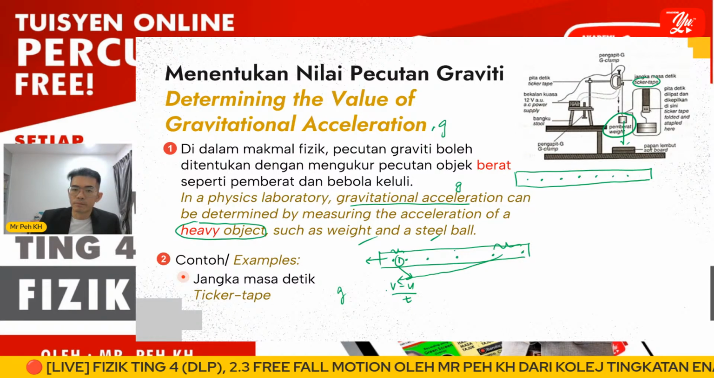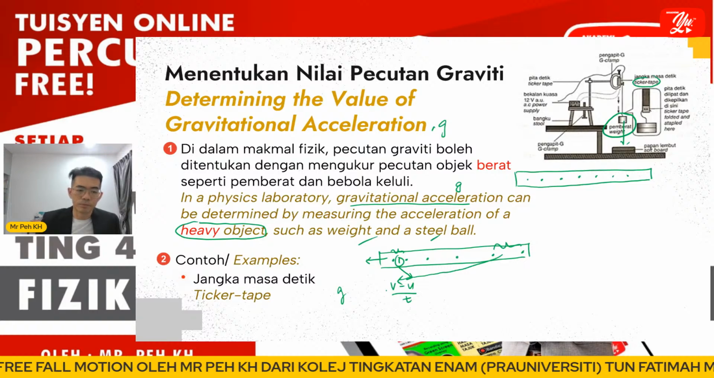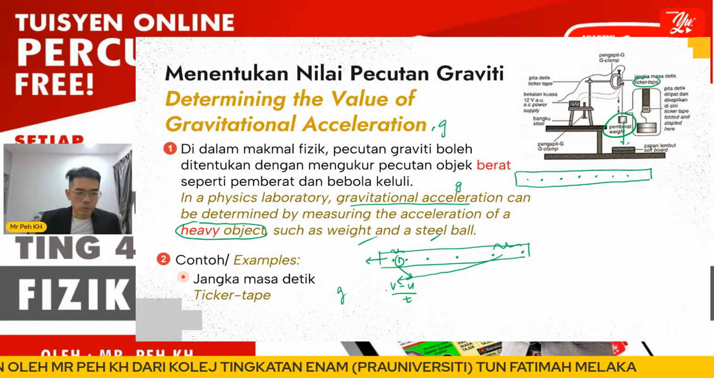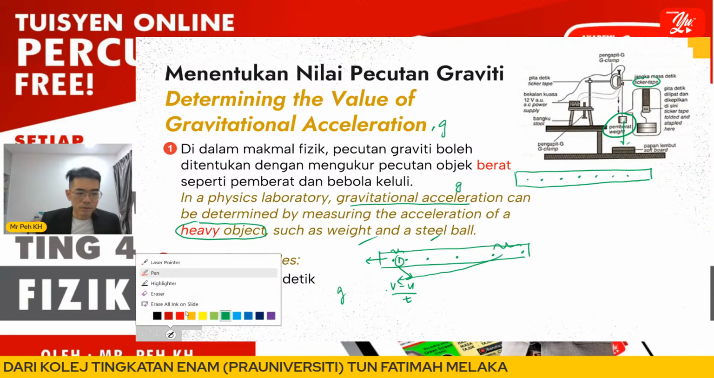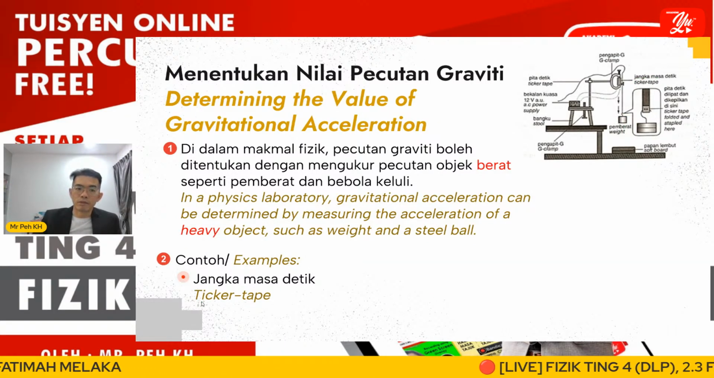Then you can multiply with 0.02. Okay, so you can get the answer already. However, we are going to use the second method. We are going to use a second method to determine the gravitational acceleration.